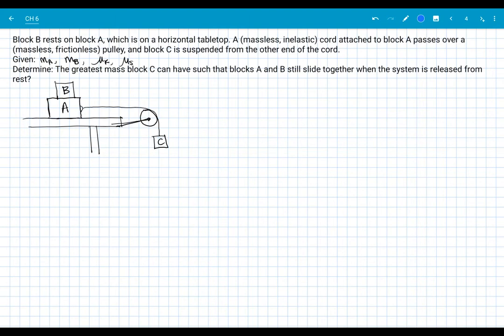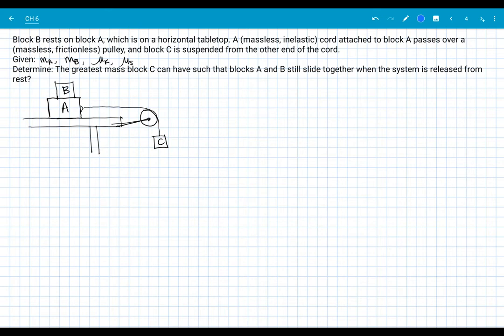Okay, here's another cool force problem. In this problem, we have two blocks A and B that are stacked on top of one another. Block A is also attached to this cord that's running over a pulley and attached to block C. The tabletop's horizontal, and let's look at what our givens are here.